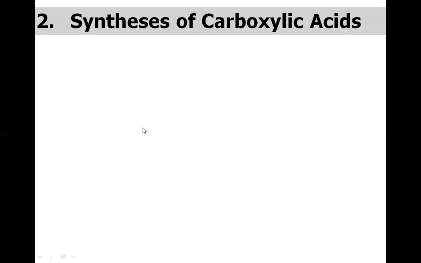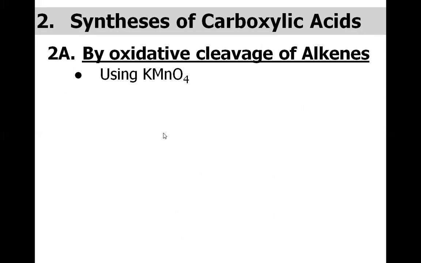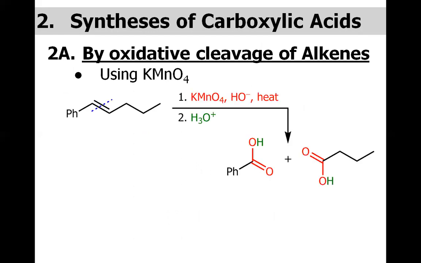Now let us discuss the synthesis of carboxylic acids. The first synthesis is by the oxidative cleavage of alkenes. We know that when alkene is treated with potassium permanganate under alkaline condition at high temperature, this C=C bond is broken and both carbons are oxidized to the carboxylic acid.